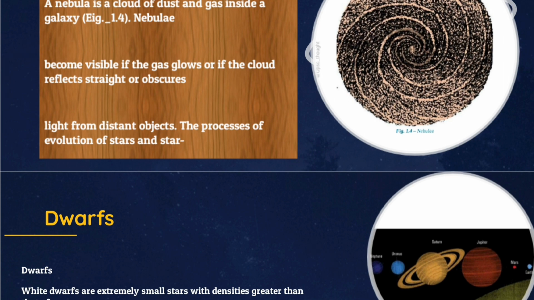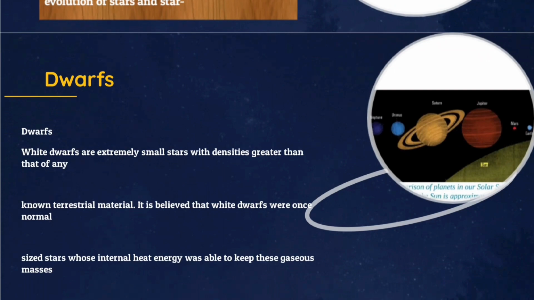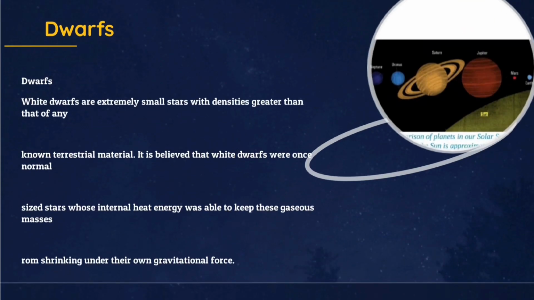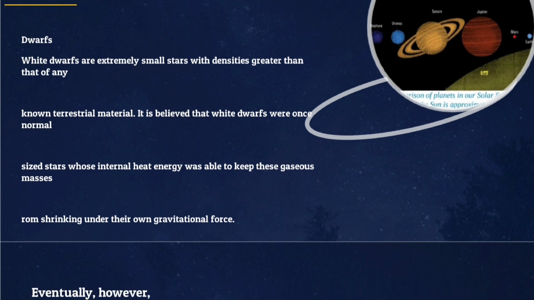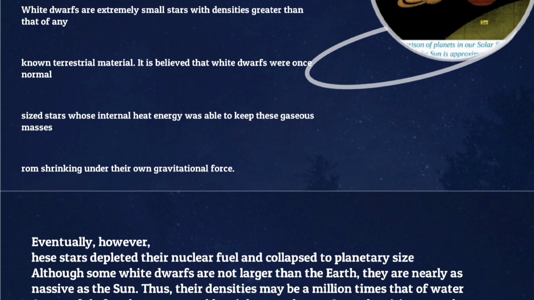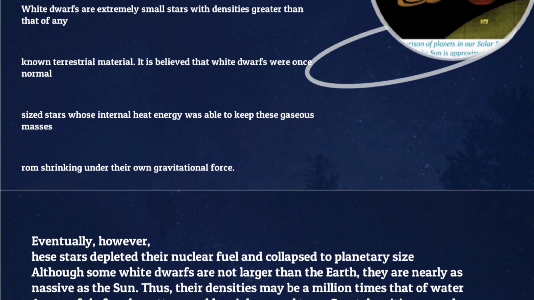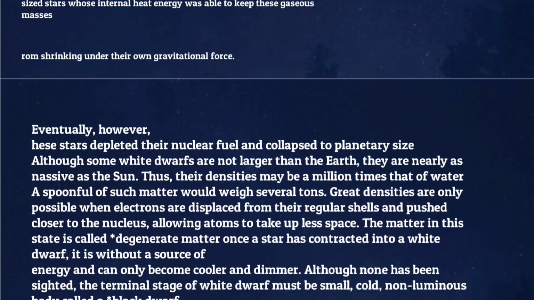The processes of evolution of stars. Dwarfs. White dwarfs are extremely small stars with density greater than that of any known terrestrial materials. It is believed that white dwarfs were once normal-sized stars whose internal heat energy was able to keep these gaseous masses from shrinking under their own gravitational force.